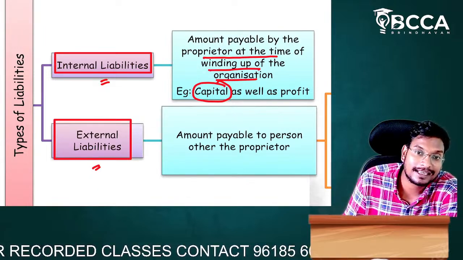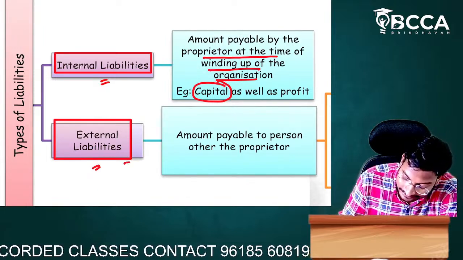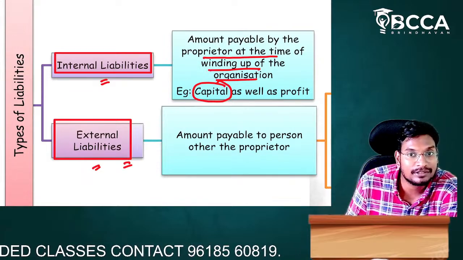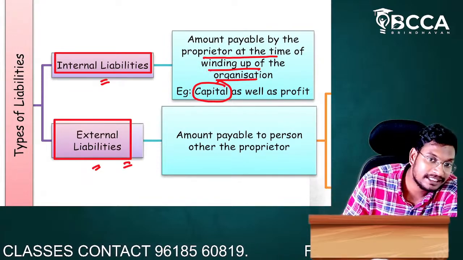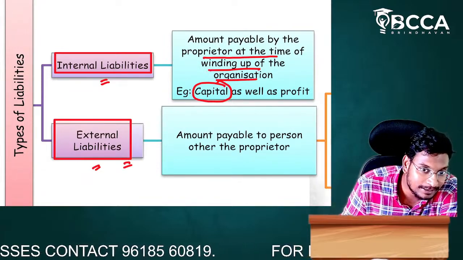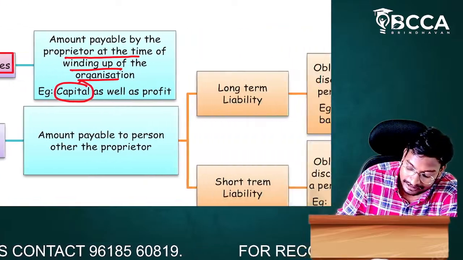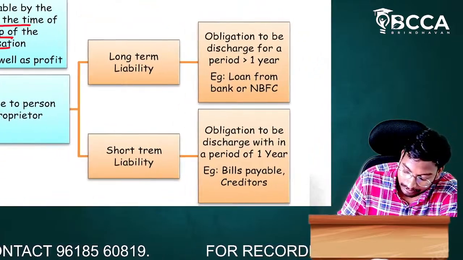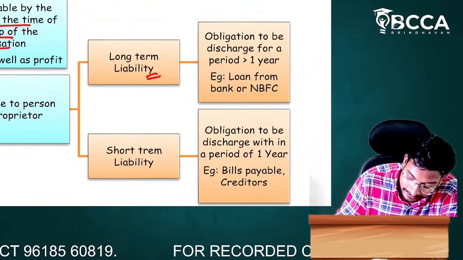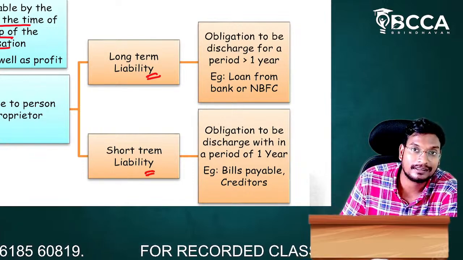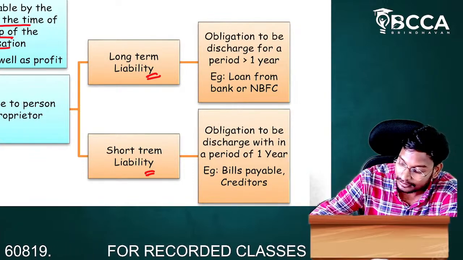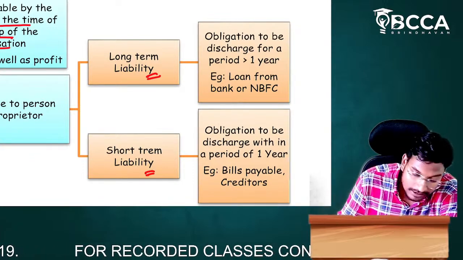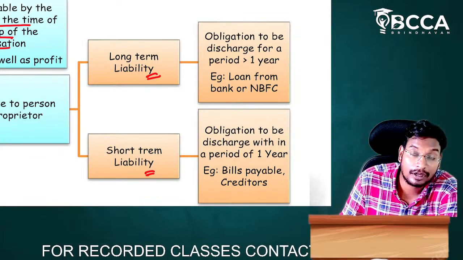All the others are classified into what, sir? External liabilities. External liability means what, sir? Other than the internal liability, it is called external liability. Again, the external liability is classified into two types, sir. What are those, sir? Long-term liability and short-term liability. What is the meaning of long-term liability, sir?